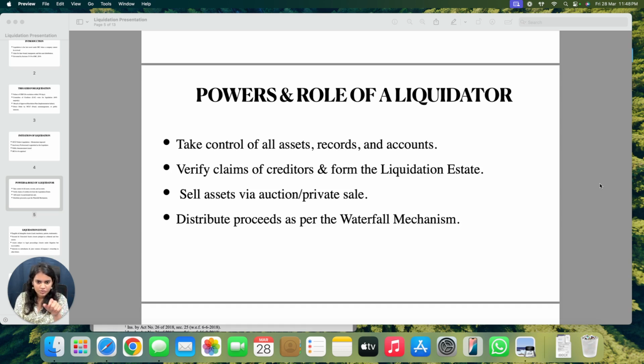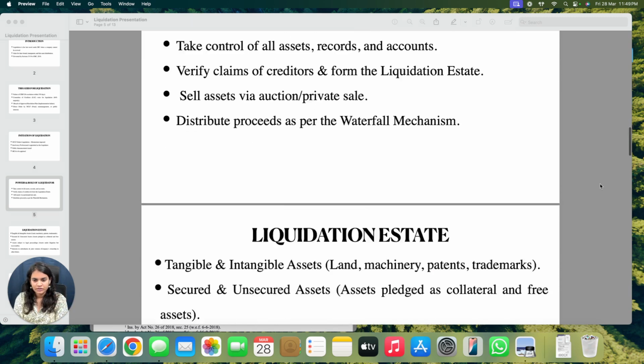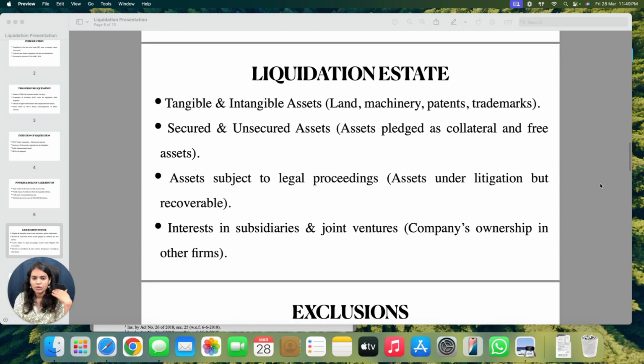Coming to distribution of proceeds as per the waterfall mechanism, we will understand that in the next session. Now let us understand what is a liquidation estate. So a liquidation estate effectively includes tangible and intangible assets, land, machinery, plants, and trademarks of the corporate debtor. Secured and unsecured assets, assets pledged as collateral, and free assets.